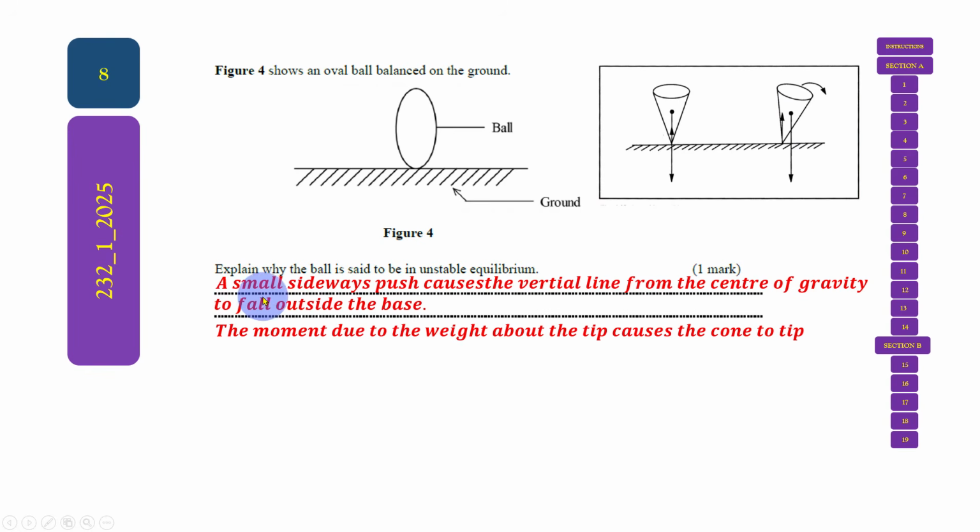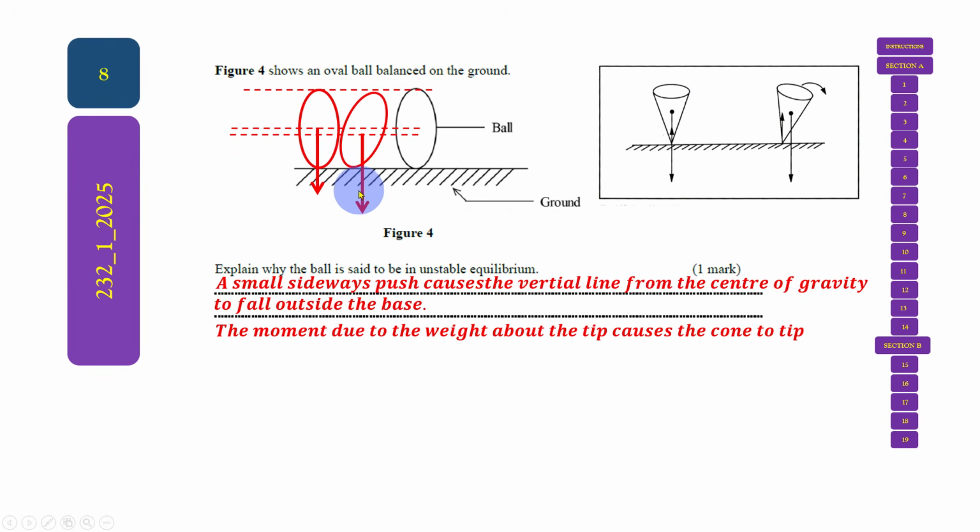So what is the explanation? A small sideways push can cause the vertical line from the center of gravity to fall outside the base. The moment due to the weight about this point causes the cone to tip, or causes this object to tip, because it's not a cone. So in your explanation, you will be referring to this ball. It causes the ball to tip. Let's see what we are going to get if we displace this sideways, before I explain the second point that you could have used to explain why this object is in unstable equilibrium.